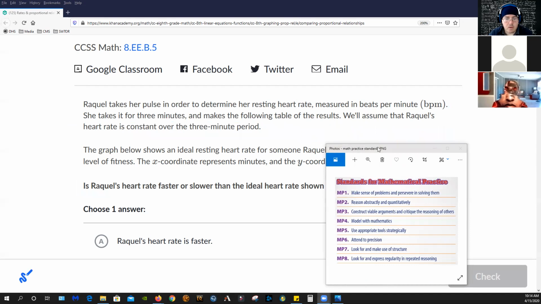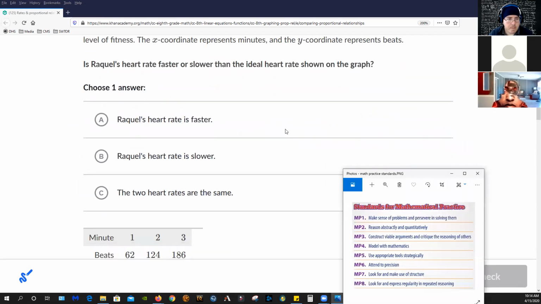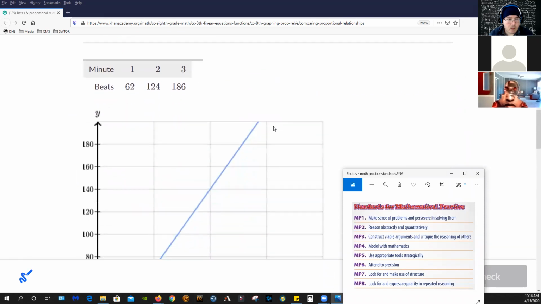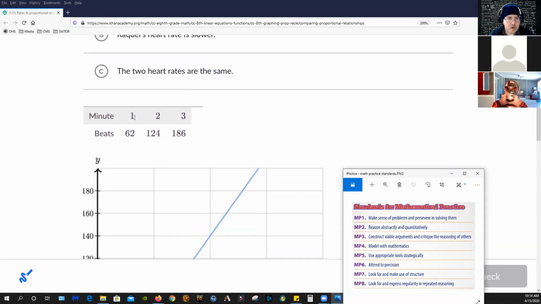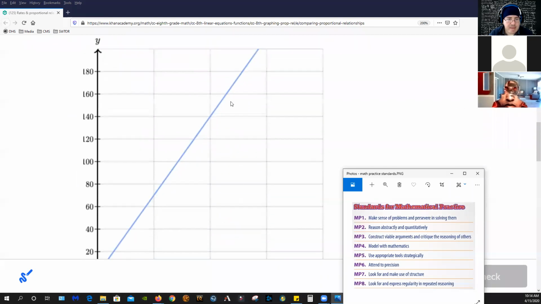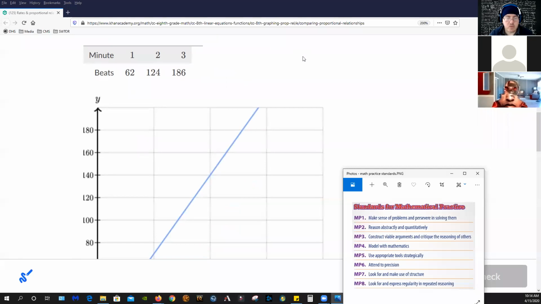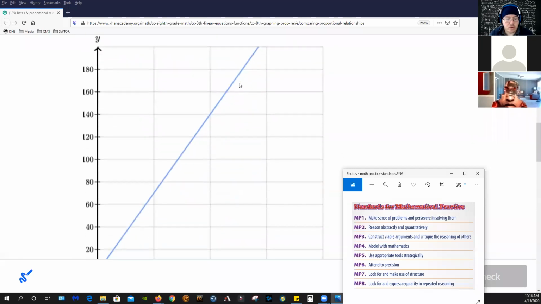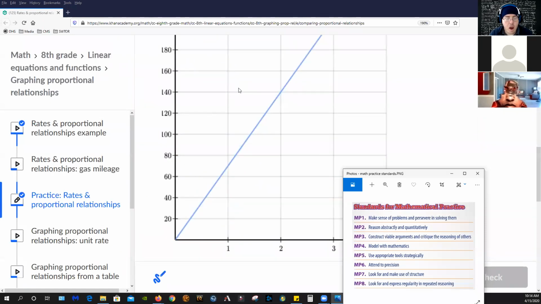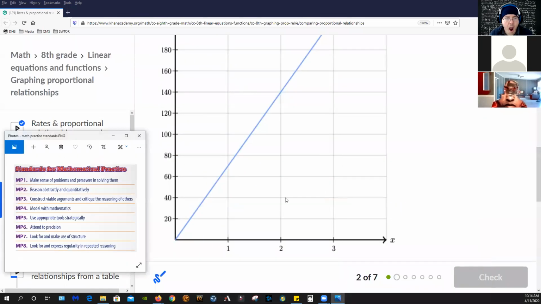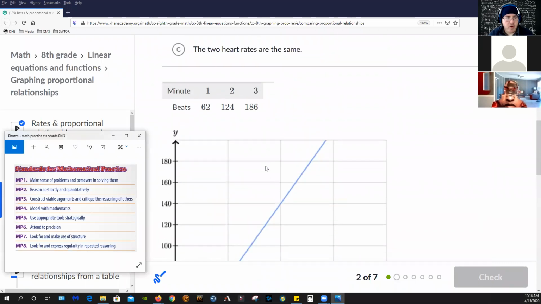Okay. So there's her information, 1 minute, 2 minutes, 3 minutes. And then here is the graph. Okay, so I guess the first way we could actually do this is a physical representation. So if we were going to draw her info. At 1 minute, she had 62 beats. At 2 minutes, okay.